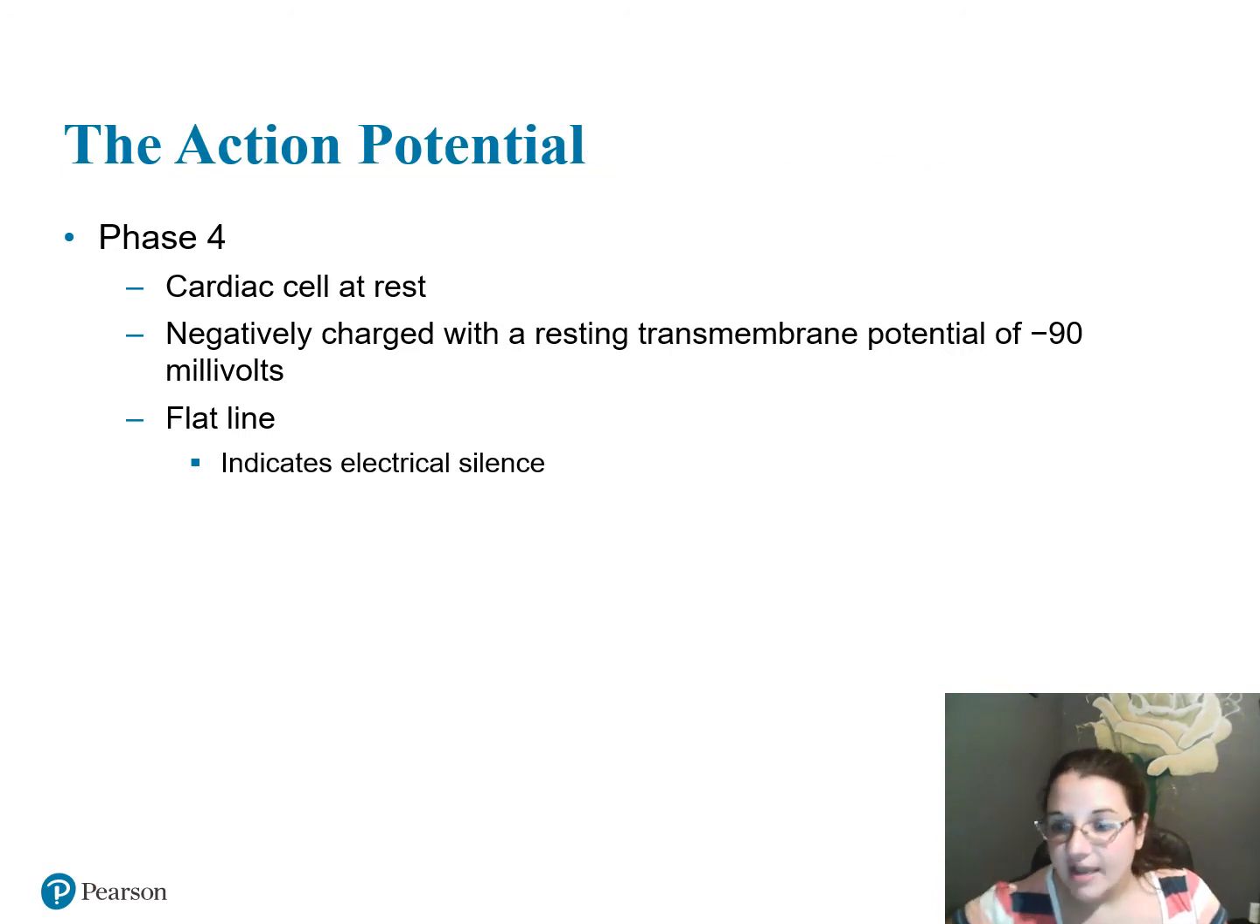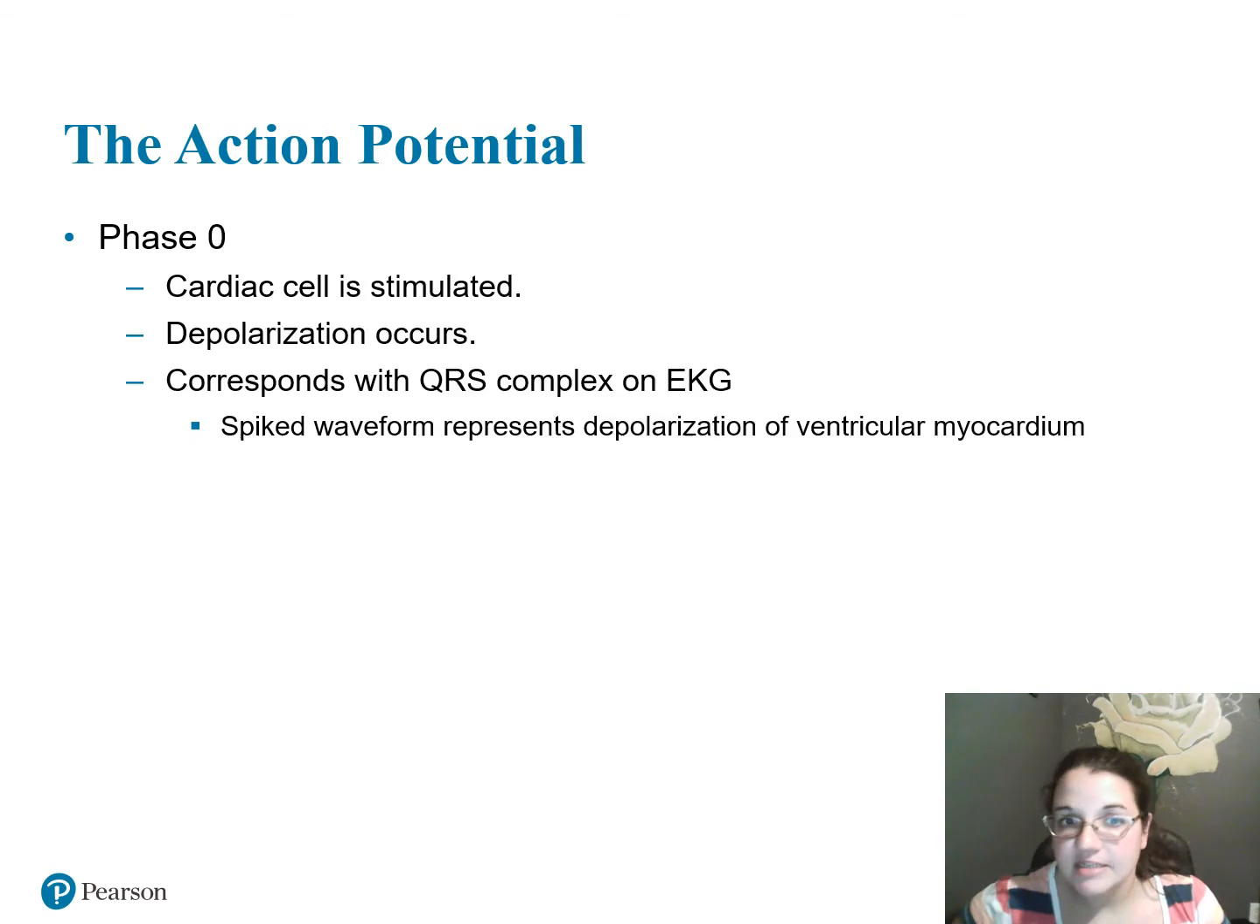So I'm going to look at your action potential. Your action potential shows a graph basically of your action. So everything we just discussed, we're going to put into a chart. If I am polarized and I have a negative charge and I am at rest, I am phase 4 of your action potential. Again, phase 4 is when your cardiac cell is at rest. You have a negative charge with a resting transmembrane potential of negative 90 millivolts. And the flat line is going to indicate electrical silence. It will all make sense in the next few slides.